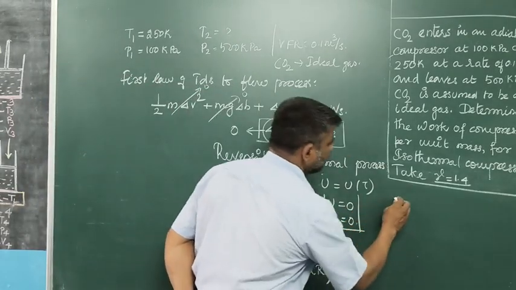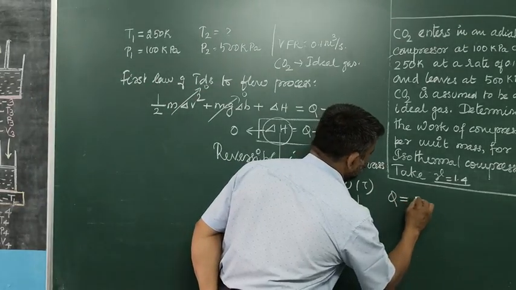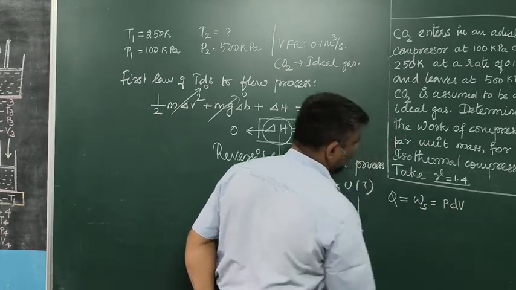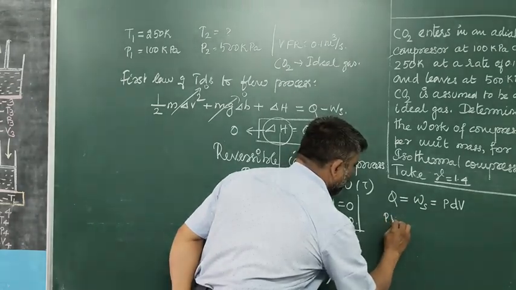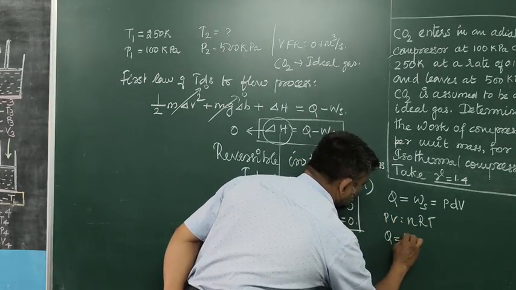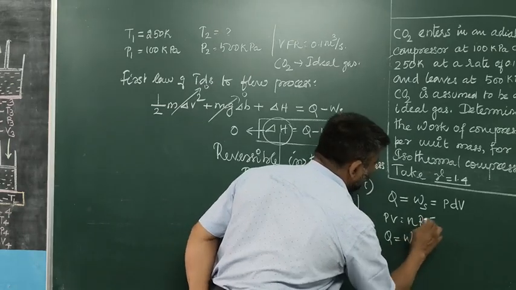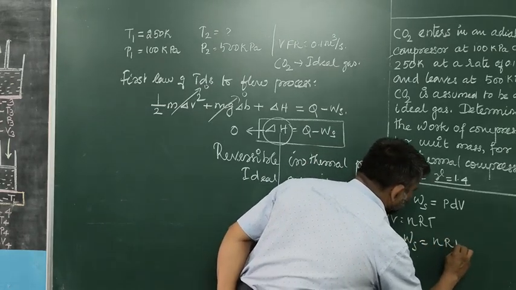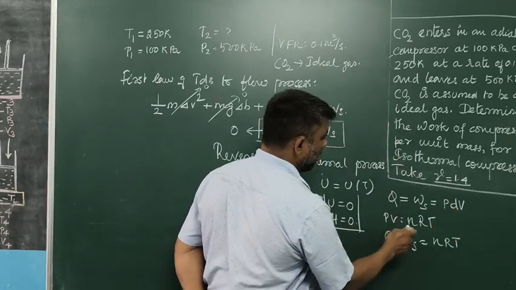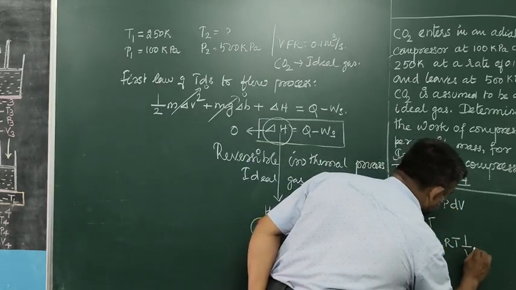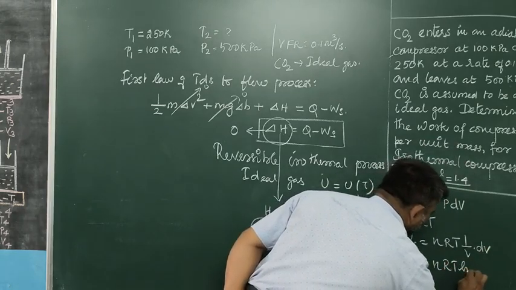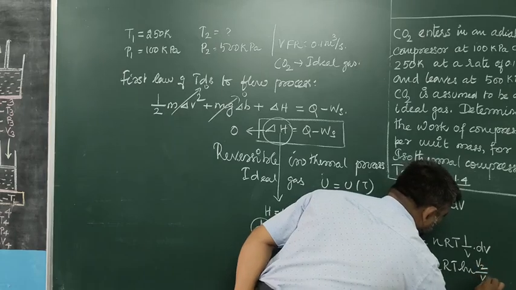The remaining term, Q minus Q is equal to Ws, that is equal to integral of P dV. For an ideal gas, PV is equal to n R T. So Q is equal to Ws is equal to, instead of P I am going to write nRT by V, integral of 1 by V dV. That means nRT ln V2 divided by V1.